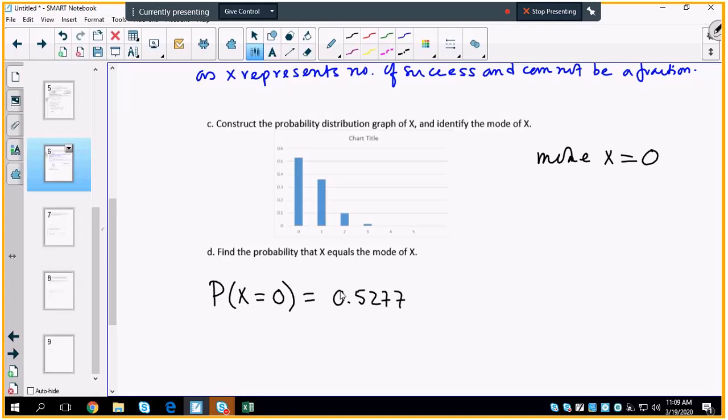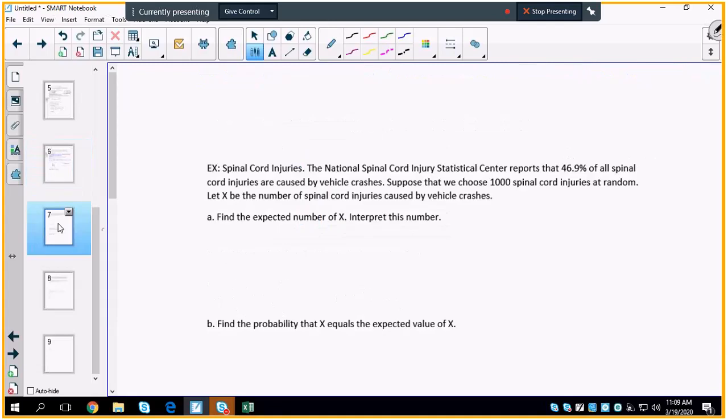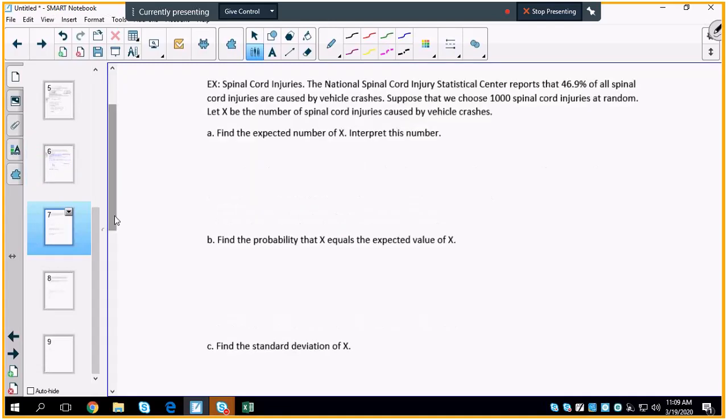Let's do more of these type of problems. My next question is about spinal cord injuries. The National Spinal Cord Injury Statistical Center reports that 46.9% of all spinal cord injuries are caused by vehicle crashes. Suppose that we choose 1,000 spinal cord injuries at random. Let X be the number of spinal cord injuries caused by vehicle crashes. Find the expected number of X, and interpret this number.